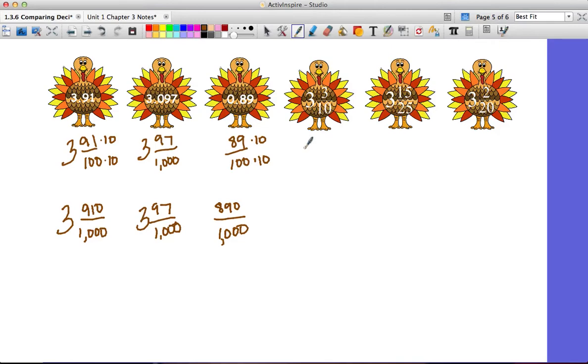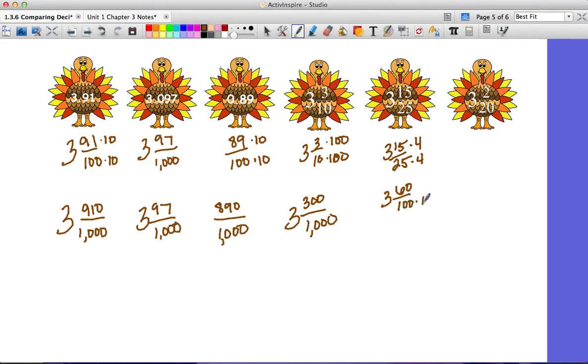Here it's a 10, so I'm actually going to multiply it by 100 in order to make it into 1,000. So I get 3 and 300 thousandths. Now 25 is a little bit more difficult, so I take 3 and 15/25ths, and I'm going to first change that to 100. So I'm going to multiply it by 4 and by 4, and I get 3 and 60 100ths. And then I can multiply both of those by 10 to make them into thousandths. And I get 3 and 600 1,000ths.